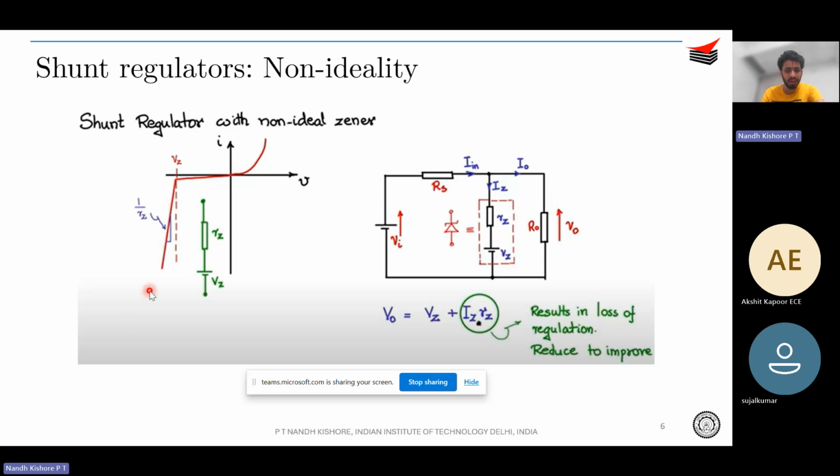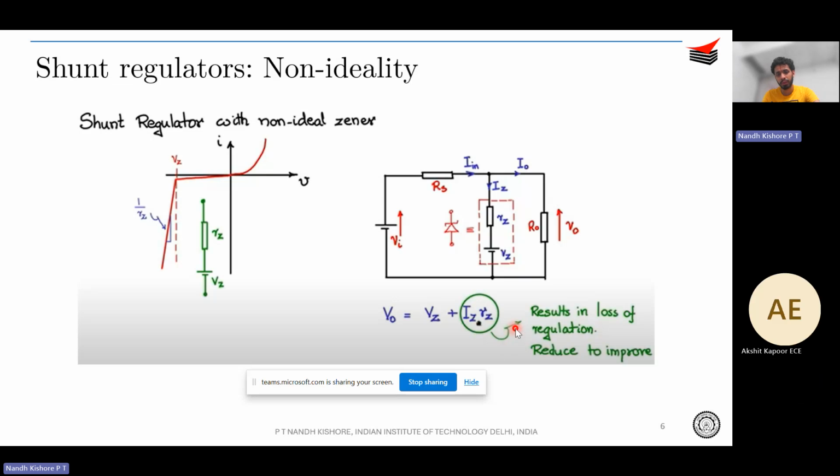So you know that the Zener diode can now be replaced by a DC voltage source and RZ in series, right? So you see that the Zener is no longer able to maintain a fixed VZ, rather it is now going to have a voltage which is VZ plus IZ RZ. Therefore, your Zener current is going to play a huge role. If your Zener current is higher, V naught is also going to be higher. So this IZ RZ term is responsible for loss of regulation. We need to reduce this particular term to improve regulation.